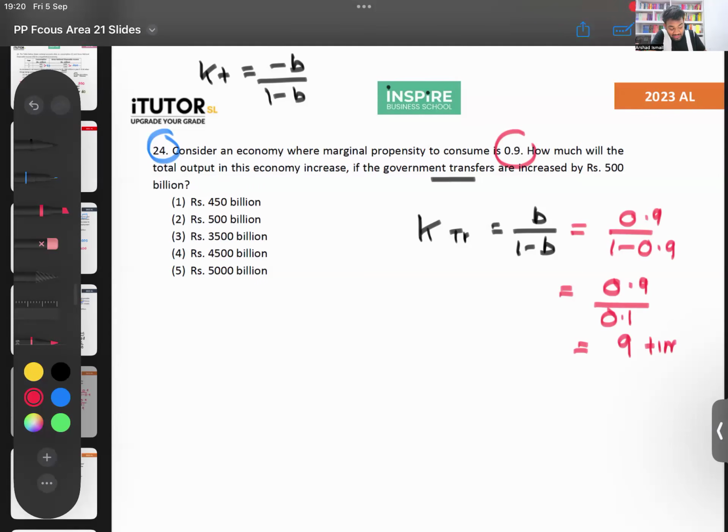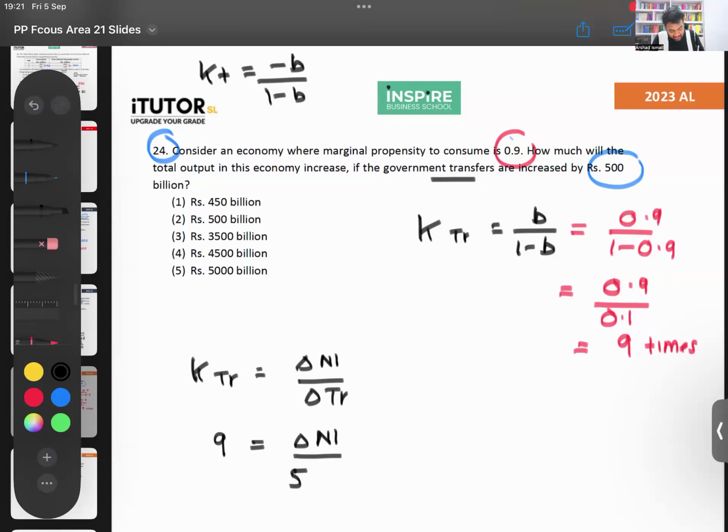So remember, transfer multiplier and expenditure multiplier are different. In this question, the government expenditure multiplier will be 10 times. Expenditure multiplier and government transfer multiplier are two different things. So if the government transfers increase by 500, you use that equation, change in national income over change in transfers. Transfer multiplier is 9. If the transfers increase by 500, by how much will your national income change? 4,500. 500 into 9.